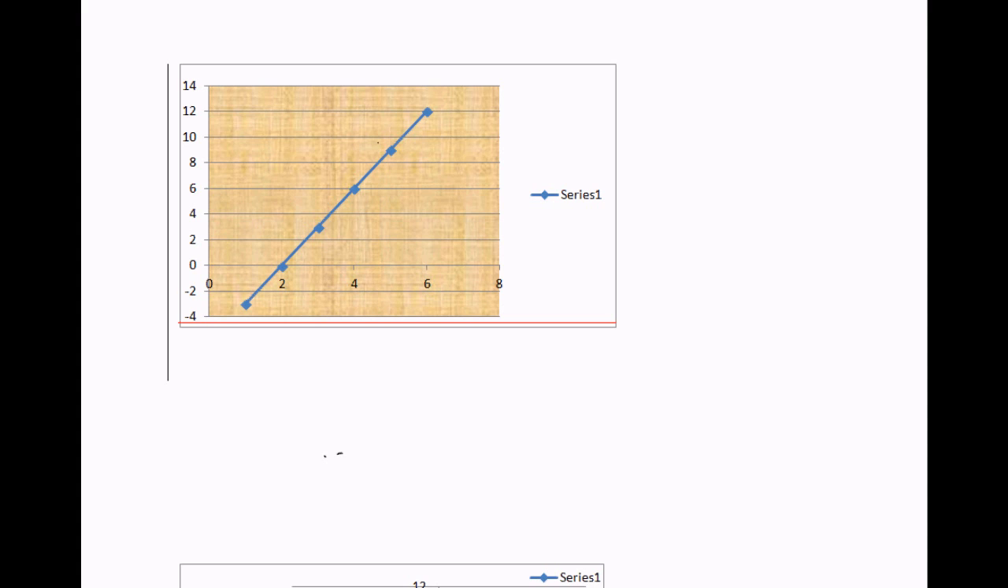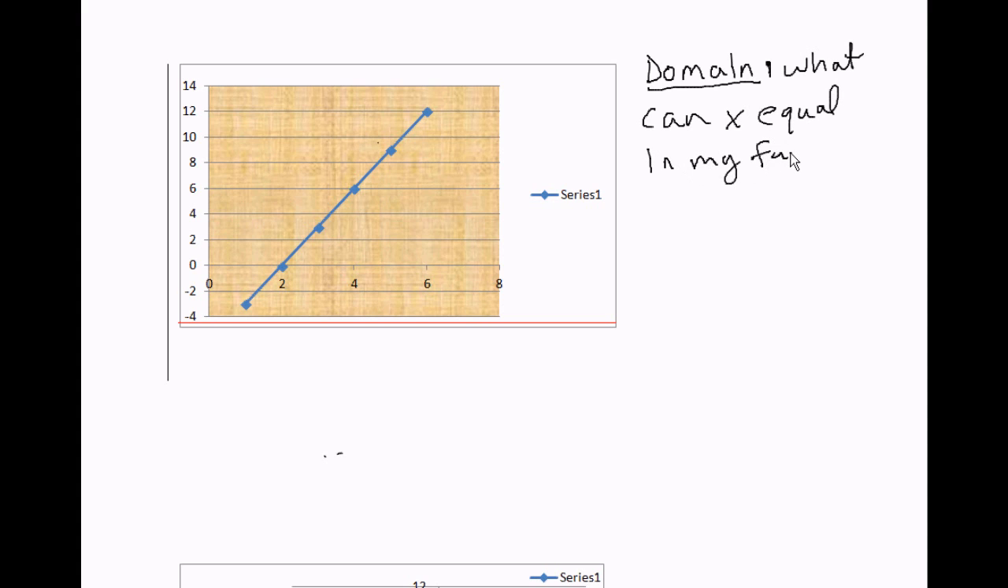This video is on how to find the domain and range of a function, of a graph. First, let me give you the definition of domain and range. Domain is what can x equal in my function, or in my graph. What can x equal in my graph?